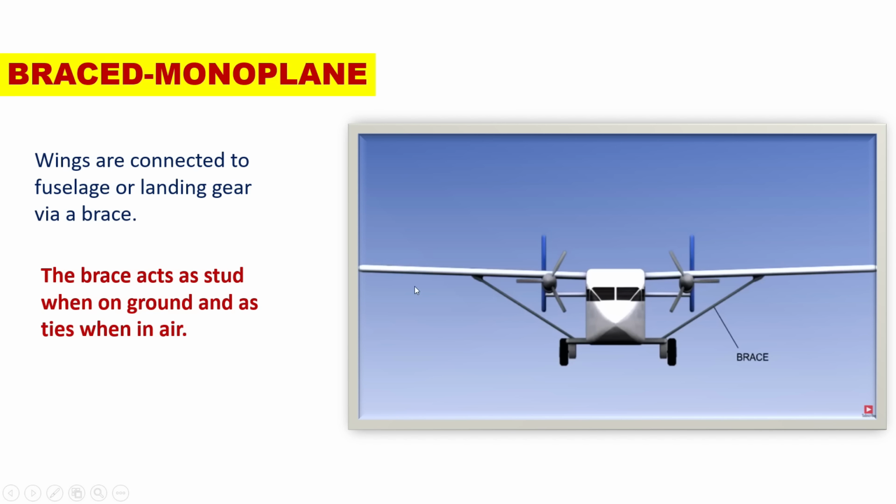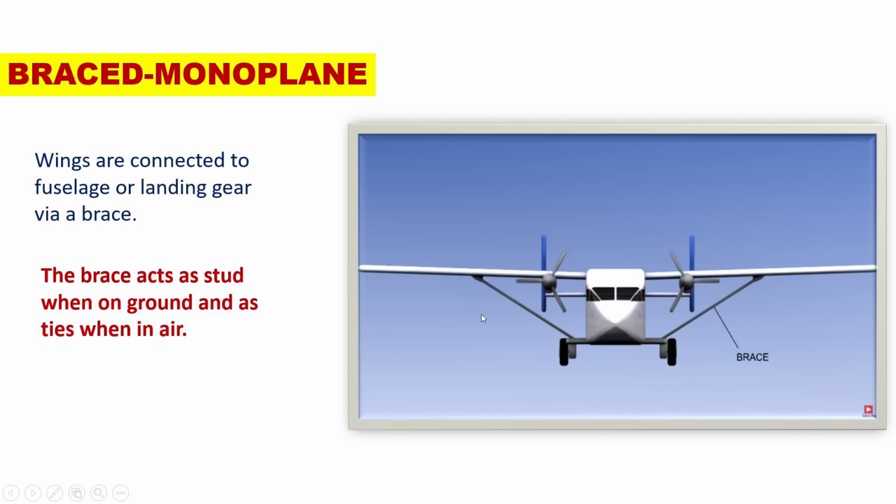But when in air, the wings will be bent upwards, right? So now this thing will get stretched. As it gets stretched, it is trying to resist being stretched, so it will act as a tie, because the tensile forces will be felt in this, and since it is resisting the tensile force, it will be known as a tie, right? As we discussed in the very beginning.